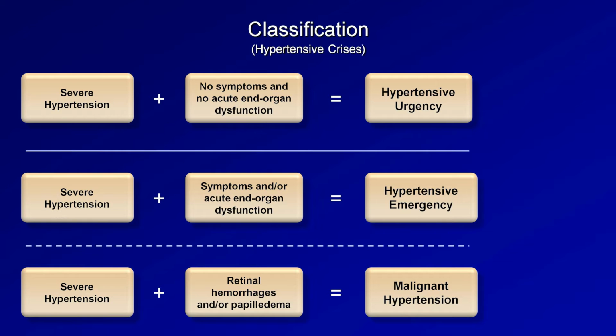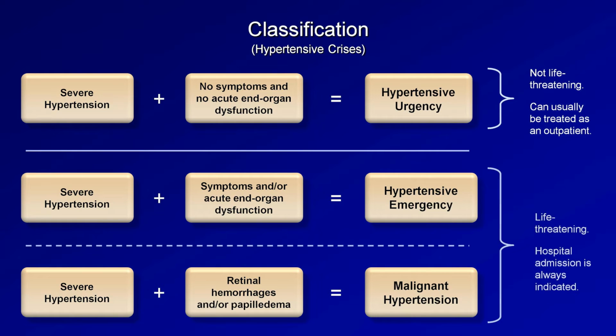The only thing more I'll say about the hypertensive crises is that hypertensive urgency is not life-threatening and can usually be treated as an outpatient, while all forms of hypertensive emergency are life-threatening and hospital admission is always indicated.